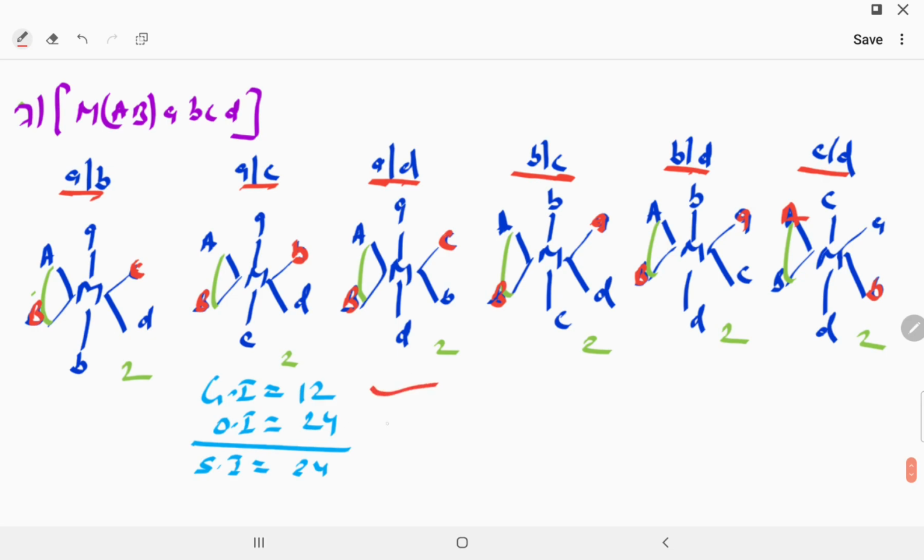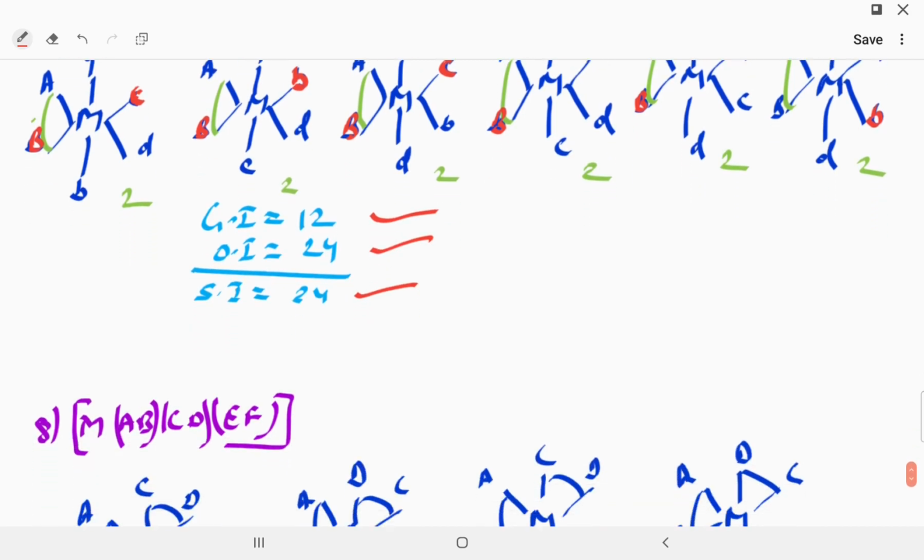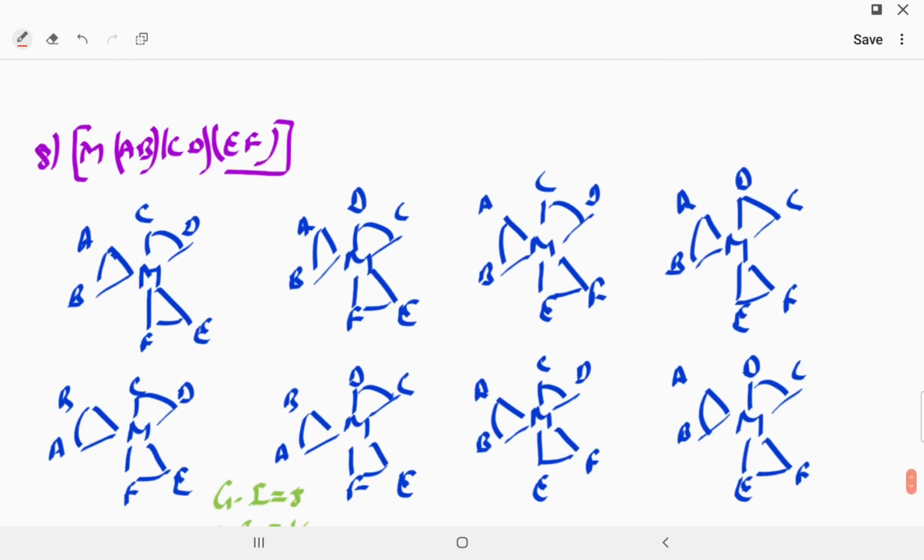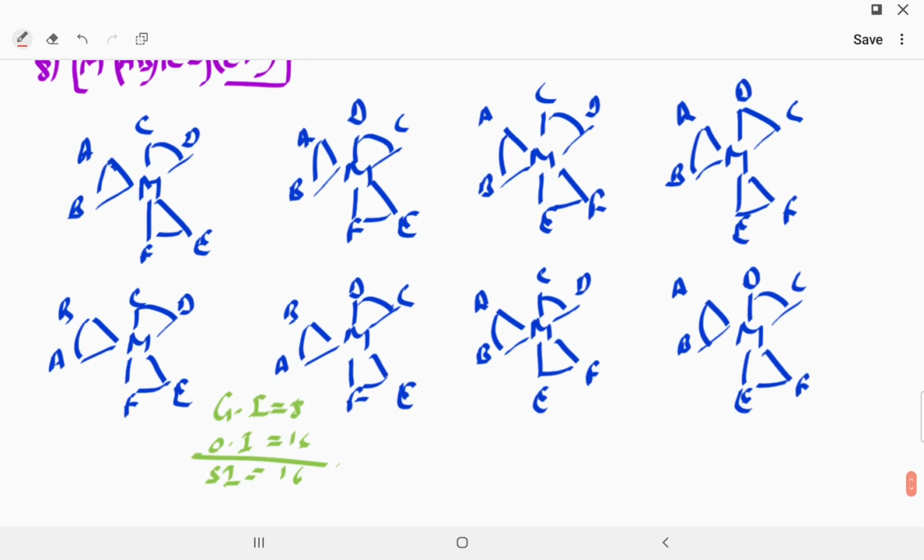Okay, and optical are 24, so total stereoisomers are 24. So guys I hope this is very clear to you. In this case I hope there is no doubt to you. Now the next and last important case. Okay, this is the major important case also.